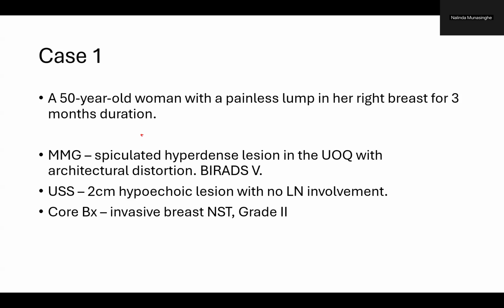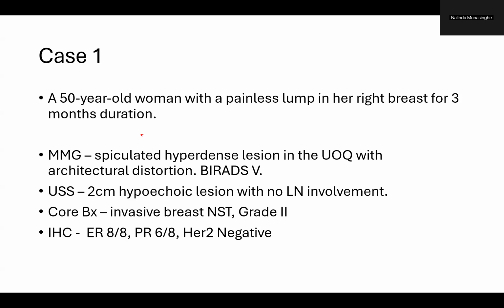It's grade 2. When you say grade, it's the Nottingham grading that we are talking about. There are 3 grades: 1, 2, and 3, depending on the features that we see under the microscope: tubular formation, nuclear pleomorphism, and mitotic count. Each parameter is given a score of 1 to 3, so the maximum score will be 9, lowest score will be 3. 8 and 9 out of 9 is grade 3. 7 and 6 is grade 2, 5 and below is grade 1. So this is a grade 2 cancer.